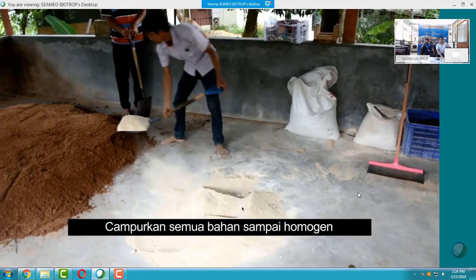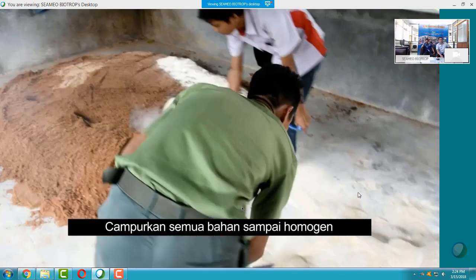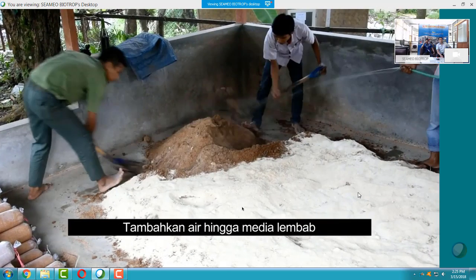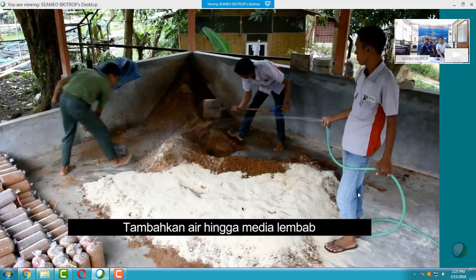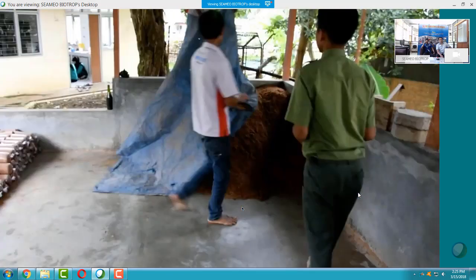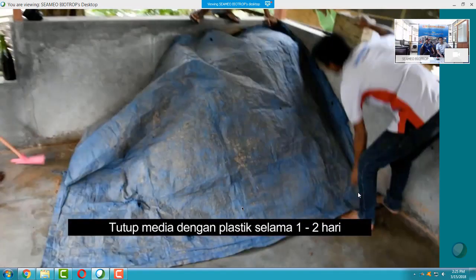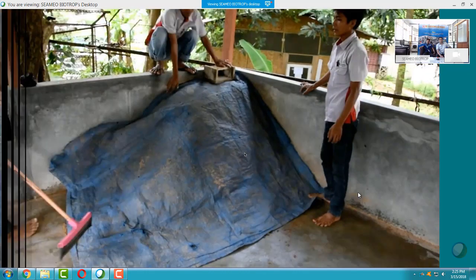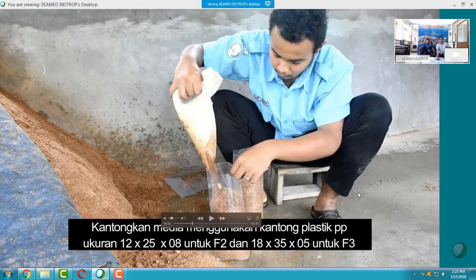Mix them all together and then put them all on top of the sawdust. And then mix them all very well, and add some water to make it humid, a little bit wet. After you have mixed the material, you can cover it with plastic wrap like this one for the composting process for 1 to 2 days.